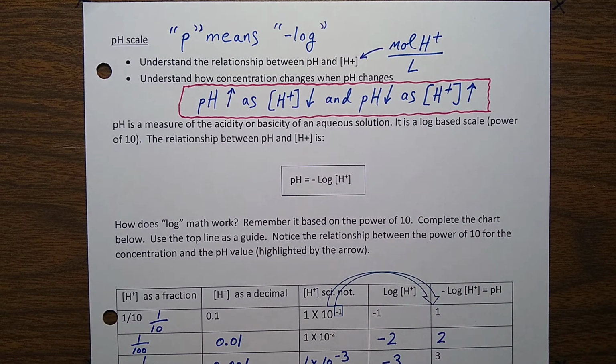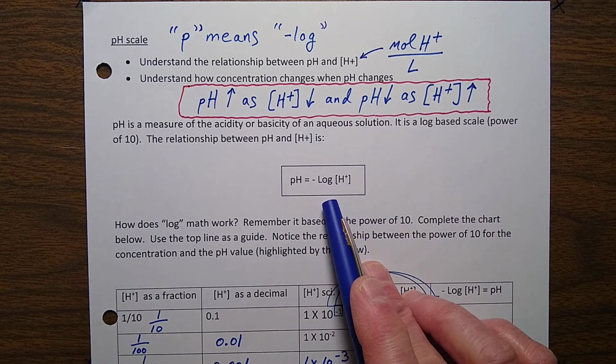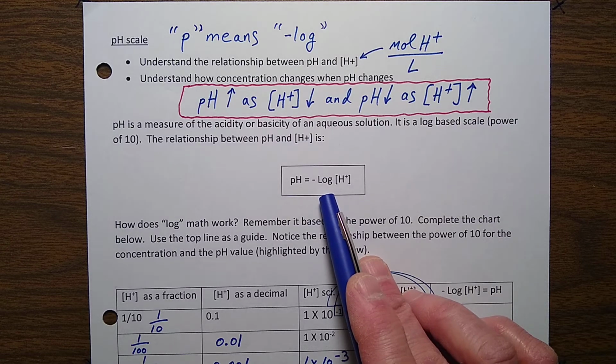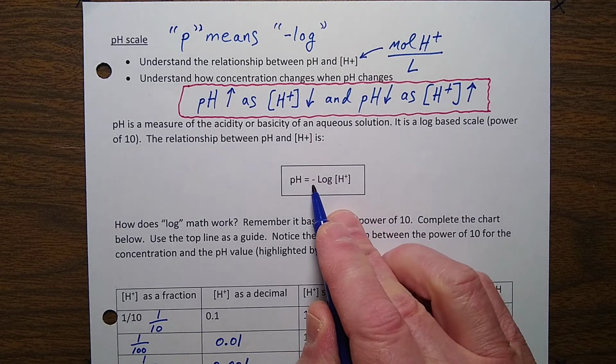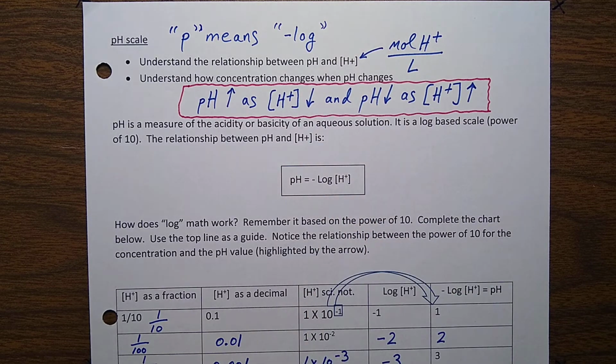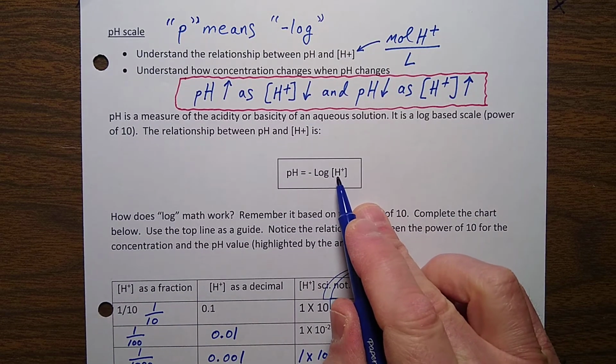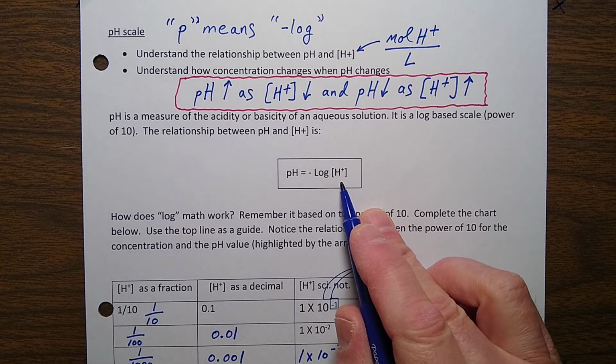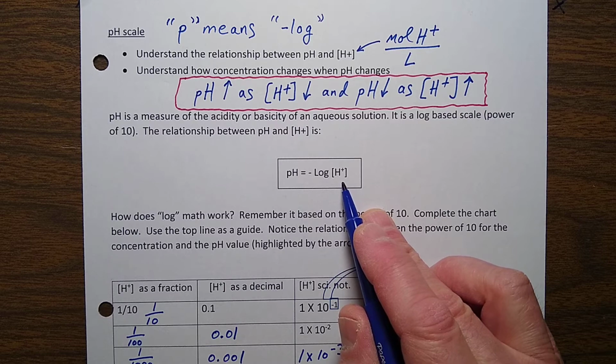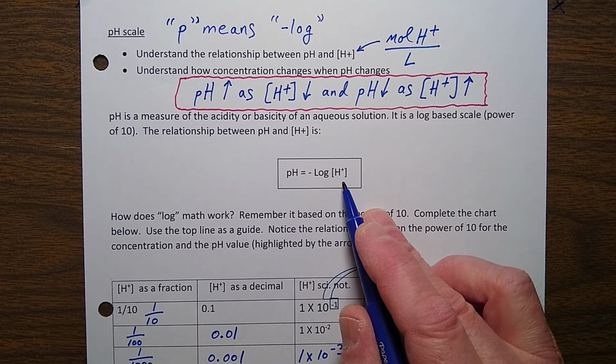So try to remember that. They're inversely related. pH is a measure of the acidity or basicity of an aqueous solution. It's a log-based scale based on powers of 10. So here's the basic definition, minus log. Notice there's a negative sign there. That's needed because pH is written as a positive number. Since these concentrations of protons in acid solutions are generally small numbers, less than 1, there might be like 10 to the negative 2 or 10 to the negative 3.